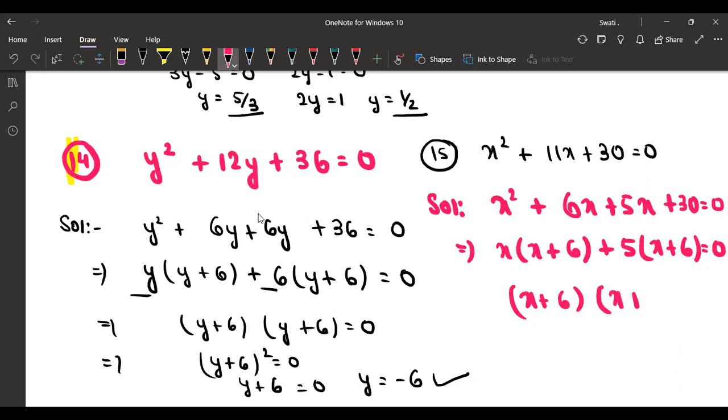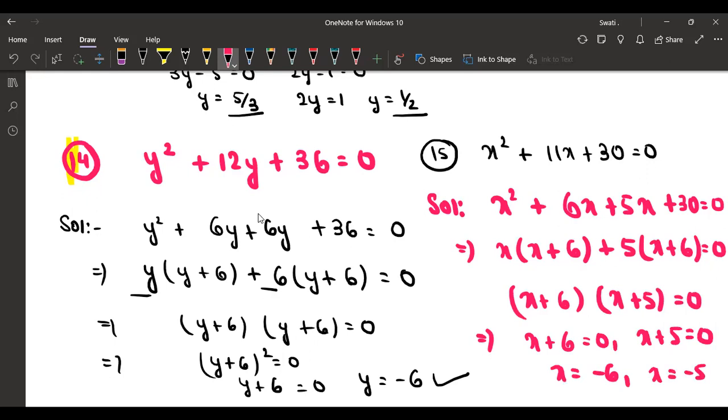And this simply implies x plus 6 is equal to 0, or x plus 5 is equal to 0. So x is equal to 0 minus 6, that is minus 6, and x is equal to 0 minus 5, that is minus 5. And that's the answer.